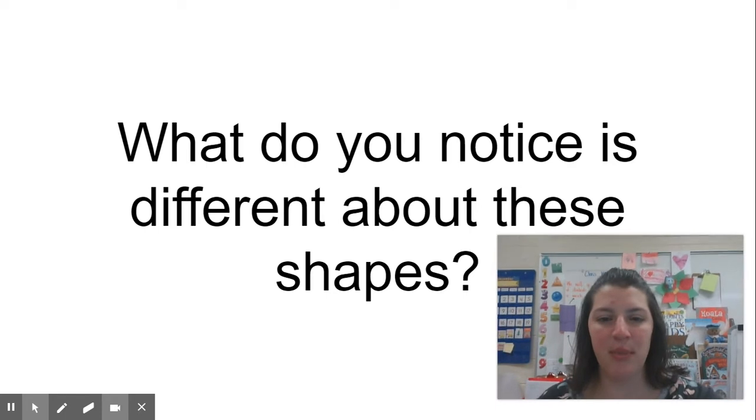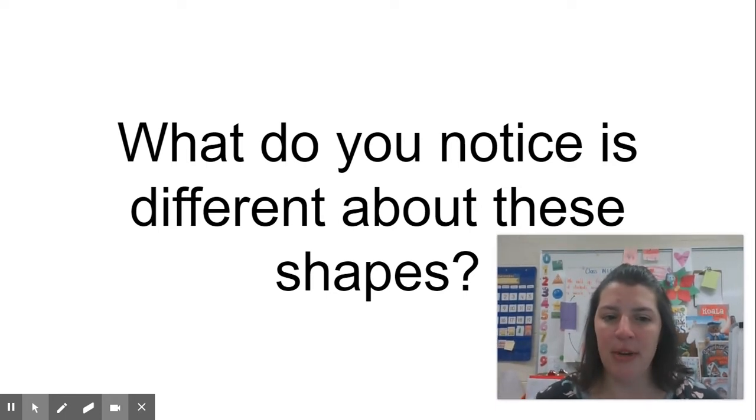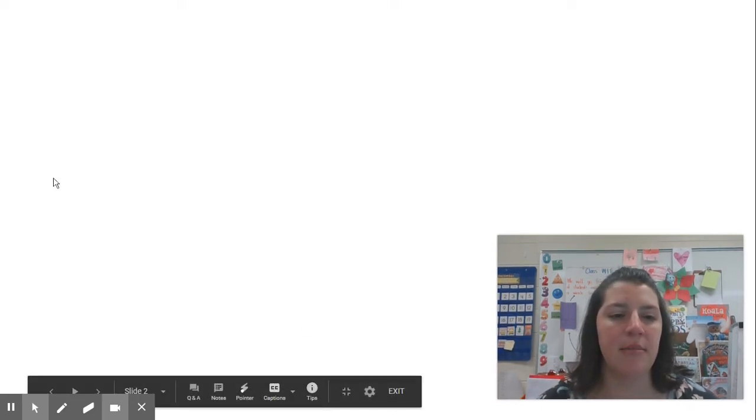So today we're going to do some exploring and thinking about shapes to start with. I want you to think about the question that's on the screen. It says, what do you notice is different about these shapes? So now we're going to look at some different shapes together.